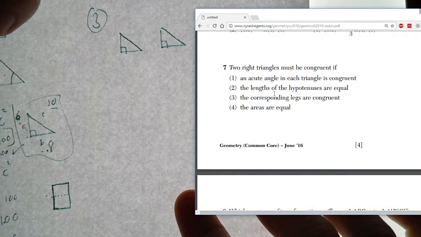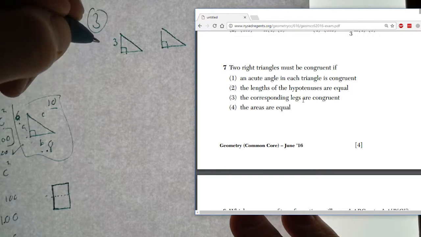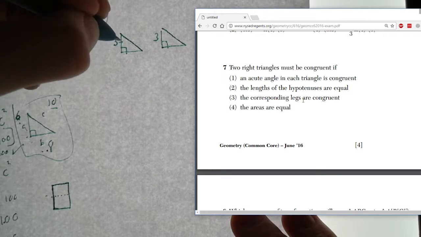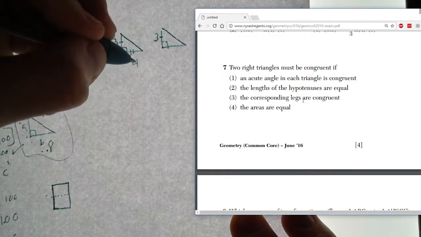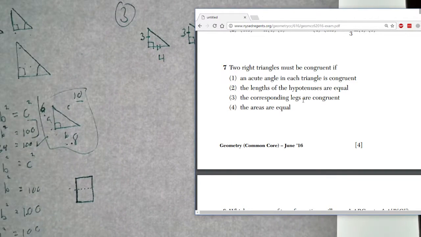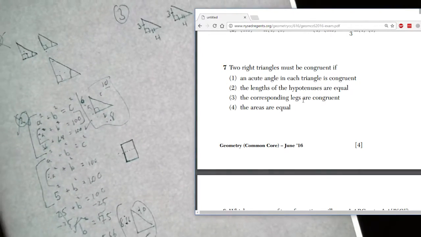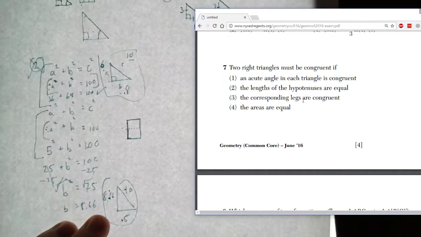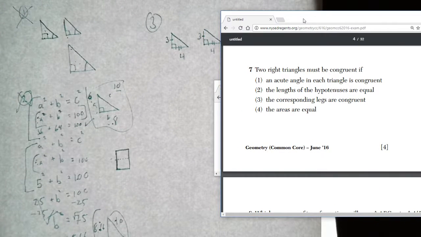If the legs are equal, that means I've got the corresponding legs equal. Let's say this is 3, that's 3. Or more in general, this is equal to that. And then maybe I'll say this is 4, this is 4. For these kinds of questions where you are trying to come up with counterexamples, you can get some practice coming up with numbers that will work better to show counterexamples.